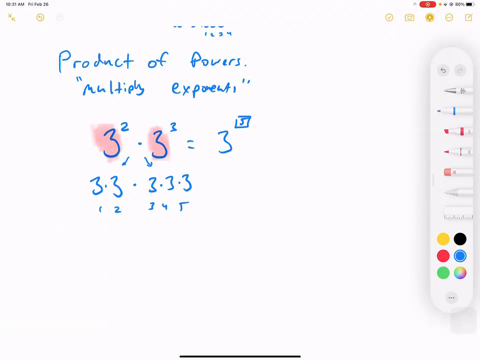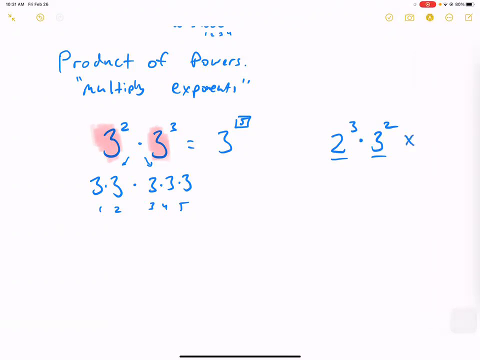Now, why can we do this? We can't do it for this. If I say 2 cubed times 3 squared, these do not have the same bases. And oftentimes kids will make a very bad mistake and they'll say, oh, Mr., look, this is 6 to the 6th power.